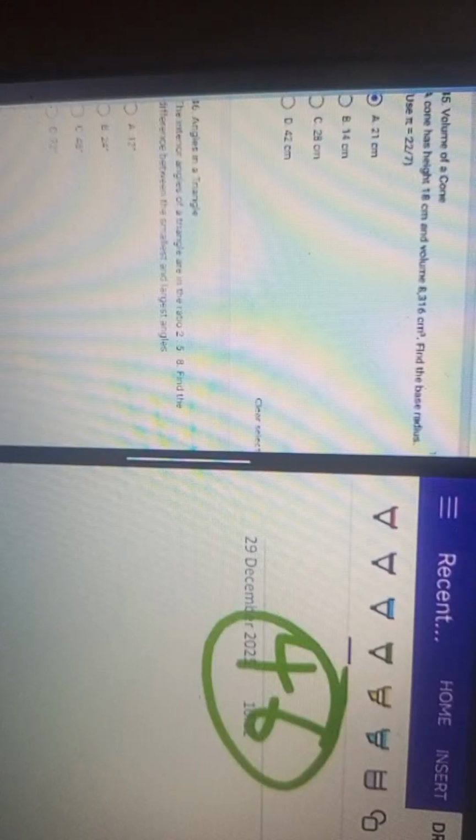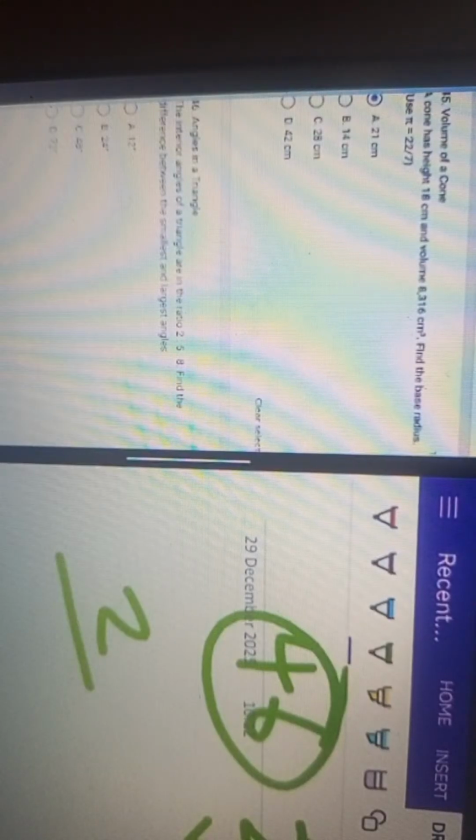All right, so now we move to the next one. Question 46 says that we are having interior angles of a triangle in the ratio 2:5:8. Find the difference between the smallest and the largest. Since this is 2:5:8, this is the smallest, this is the largest. So it's going to be 2 over, what's the total ratio? It is 15. 2 plus 5 is 7, plus 8 is 15.